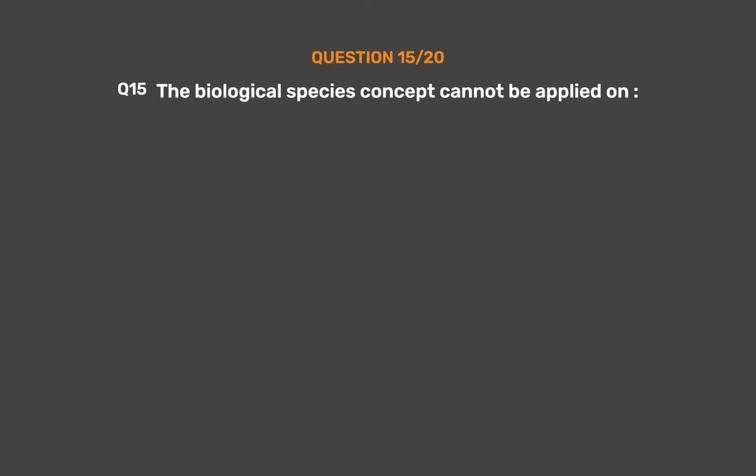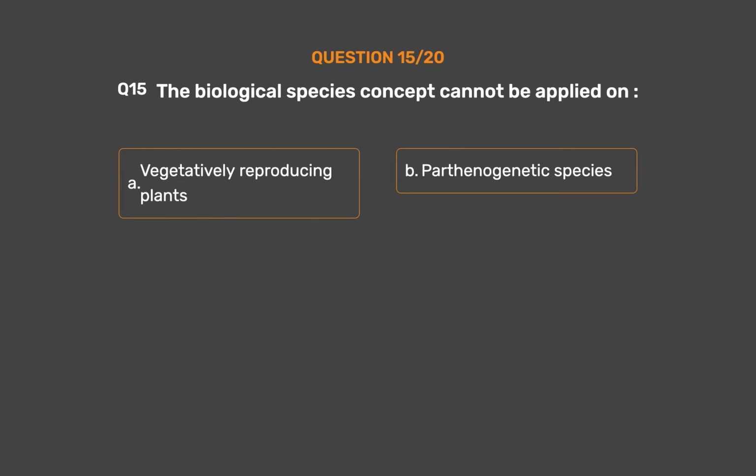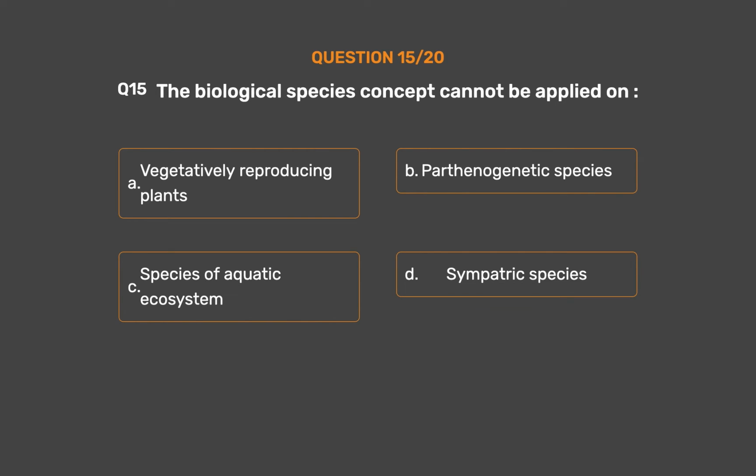Question number 15. The biological species concept cannot be applied on option A, vegetatively reproducing plants. Option B, parthenogenetic species. Option C, species of aquatic ecosystem. Option D, sympatric species. The correct answer is option A, vegetatively reproducing plants.